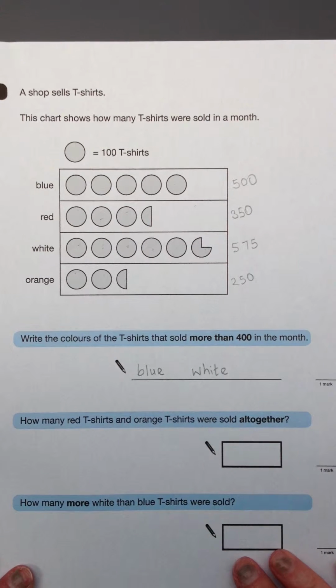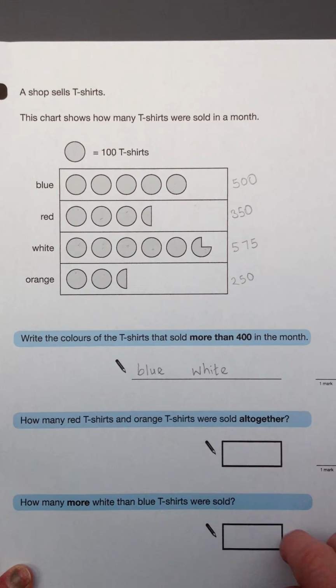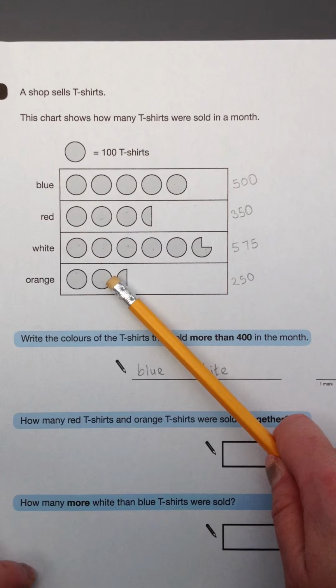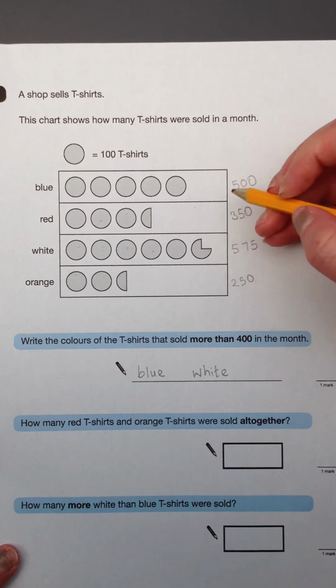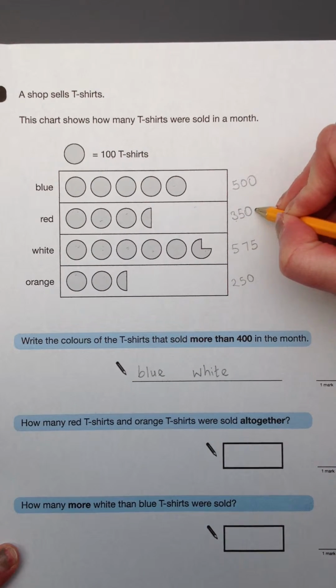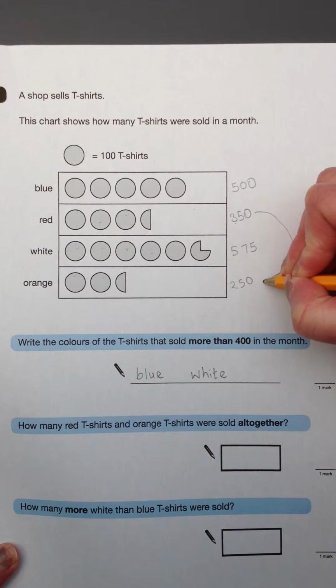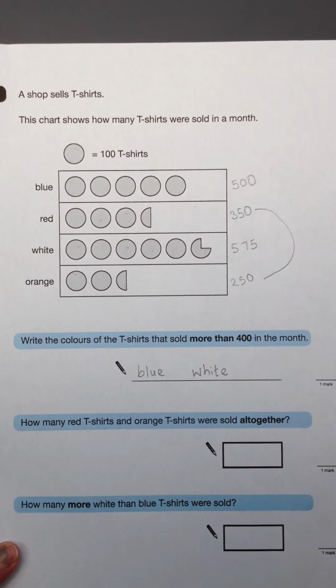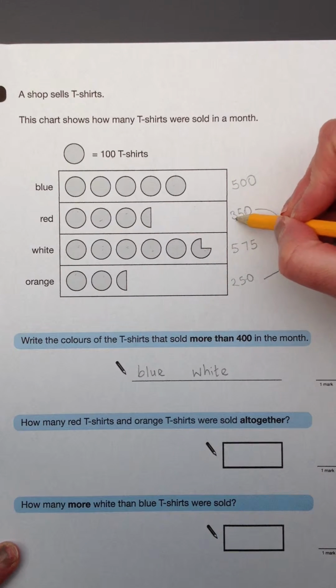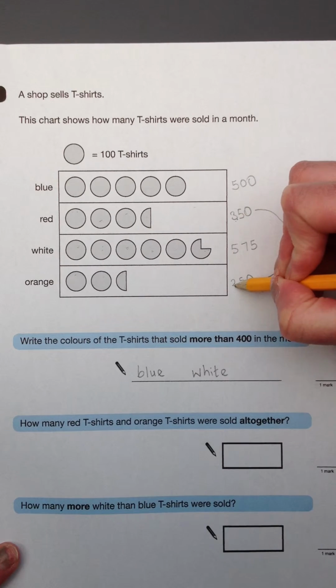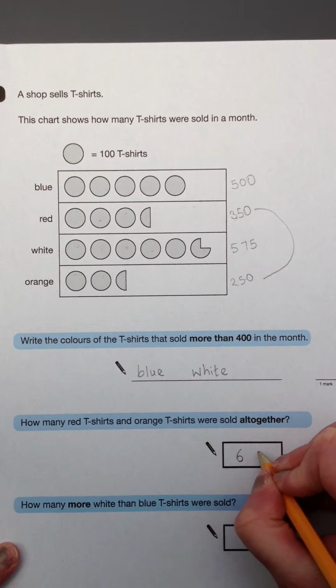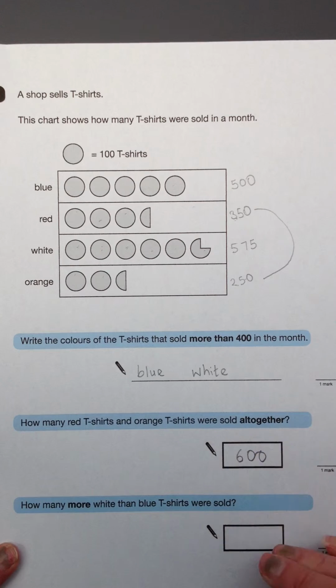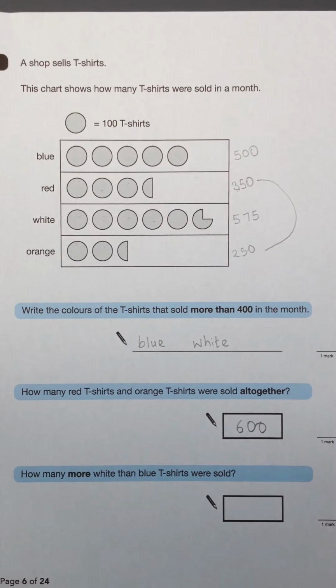The next question. How many red t-shirts and orange t-shirts were sold all together? You've already worked out how many red were sold and how many orange were sold. So you need to add together 350 t-shirts and 250 t-shirts. Add together the 50s makes 100. Add the 300 is 400. Add 200 is 600 t-shirts were sold all together.